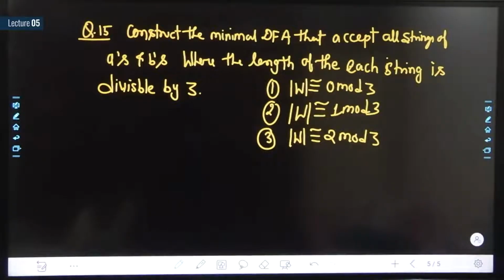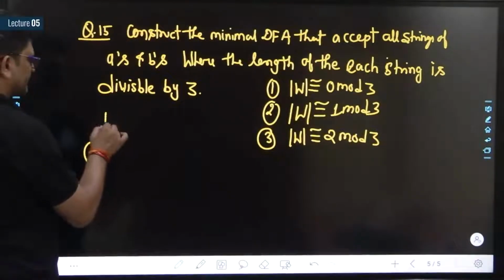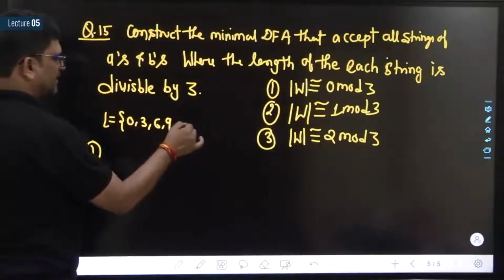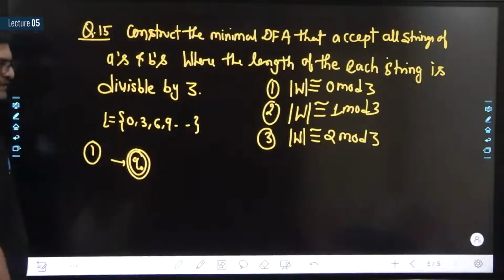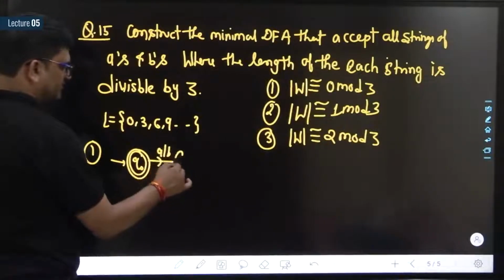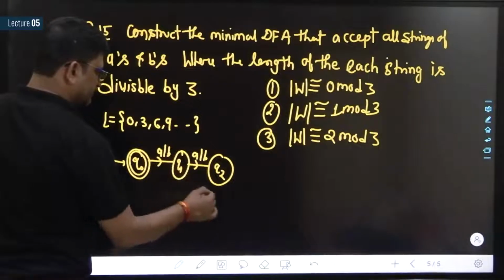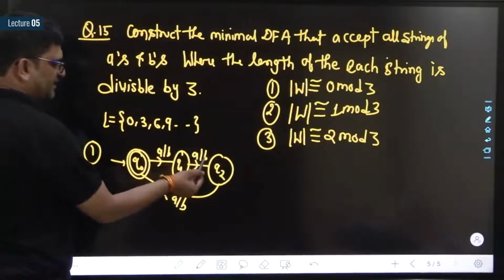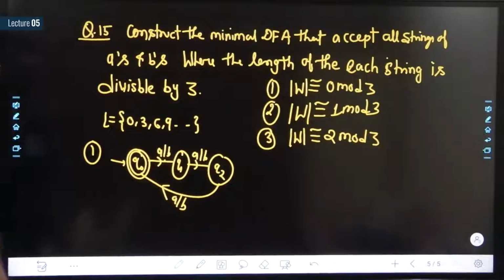Clear? Check. First question. Input alphabet is A and B. First, length of the string is divisible by 3. Means, what are the lengths of the language? 0, 3, 6, 9 and so on. Q0, length 0 means epsilon is there. Yes, then initial is final. Length 1, length 2, length 3. 4 rejected, 5 rejected, 6 accepted. 7 rejected, 8 rejected, 9 accepted. 10 reject, 11 reject, 12 accept. 13 reject, 14 reject, 15 accepted. Clear? Please check this.